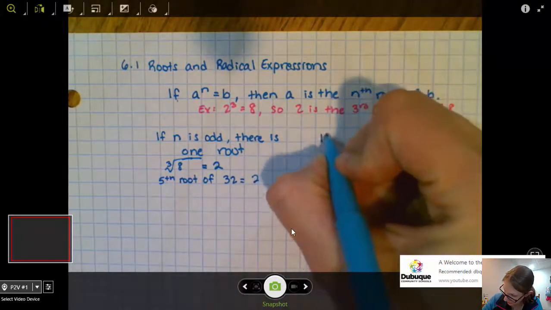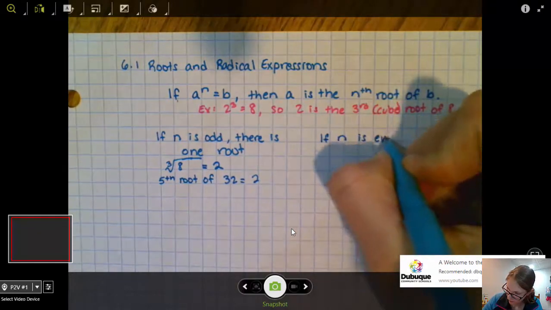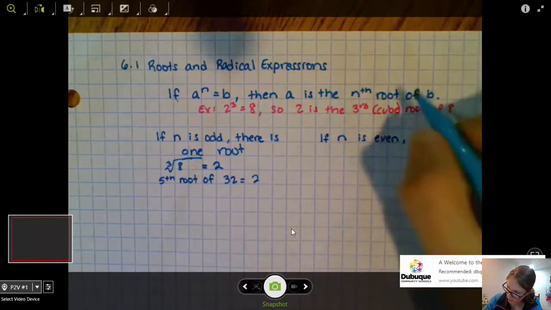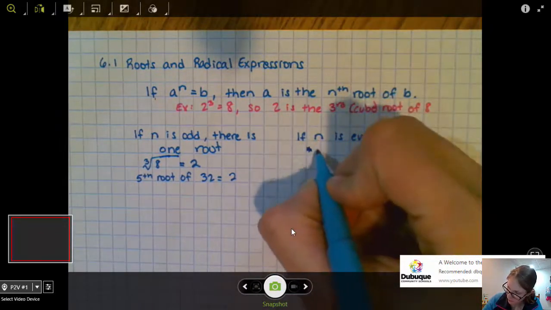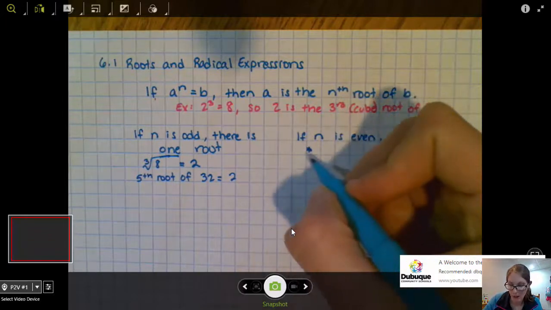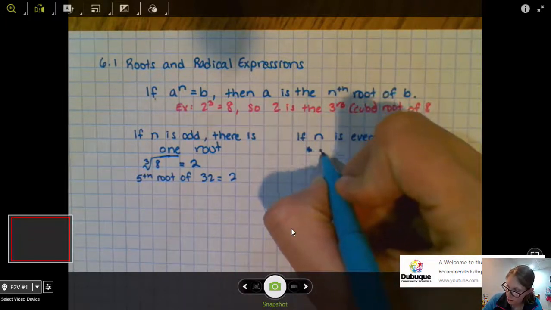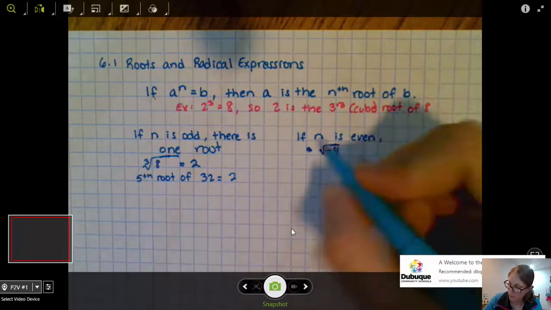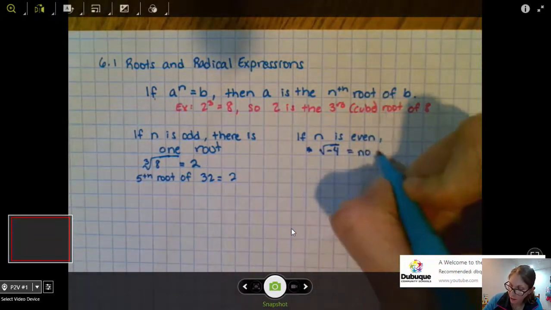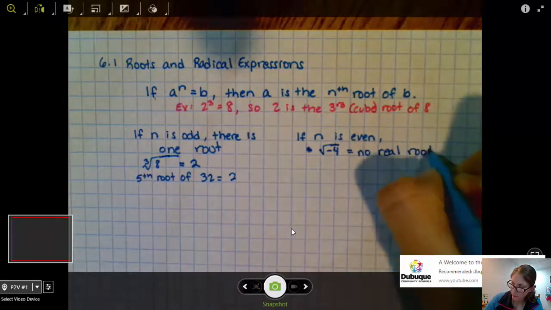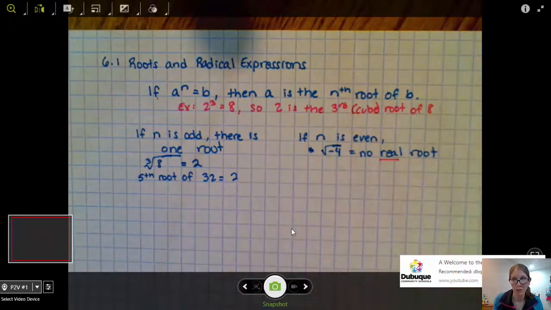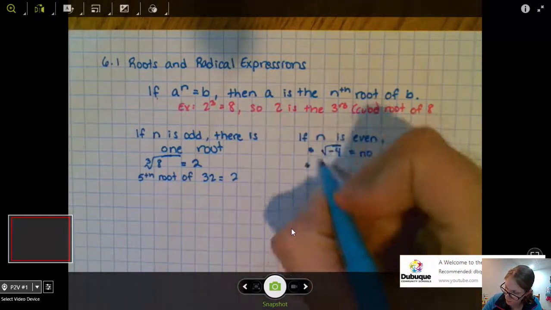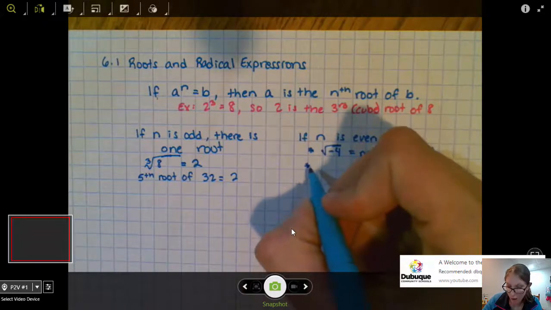But if n is even, we might have a couple different situations come up. So if we have like the square root of negative 4, we have no real root. And I'm going to underline that word real because we saw that this really is imaginary. So I'm clarifying here, it's not a real root. If b is positive, we will have 2 roots.